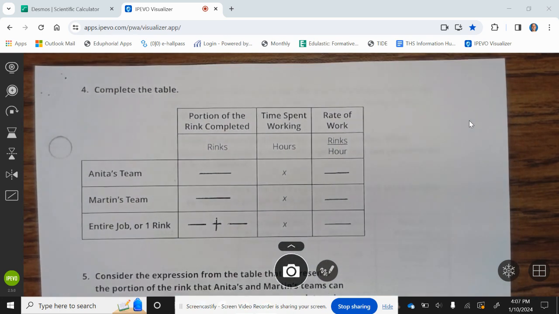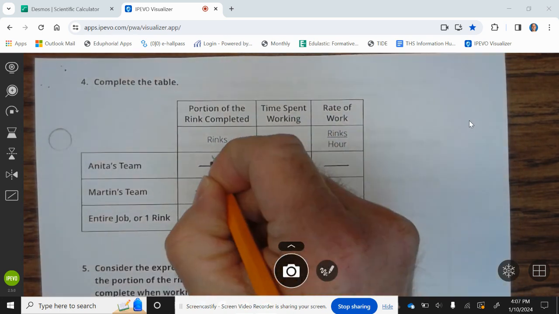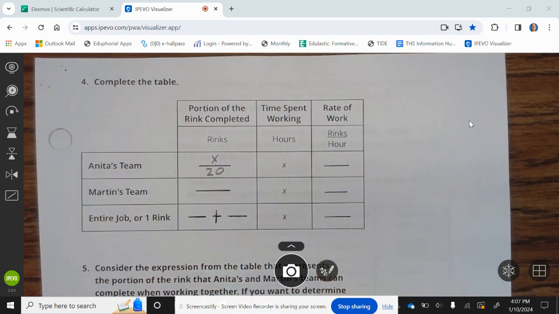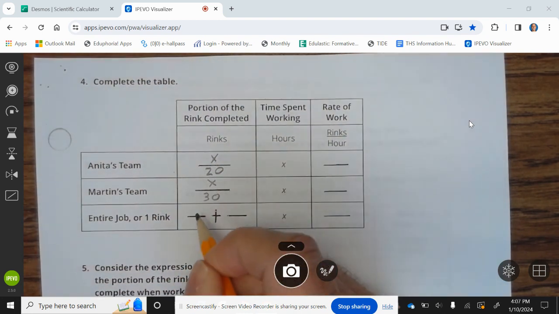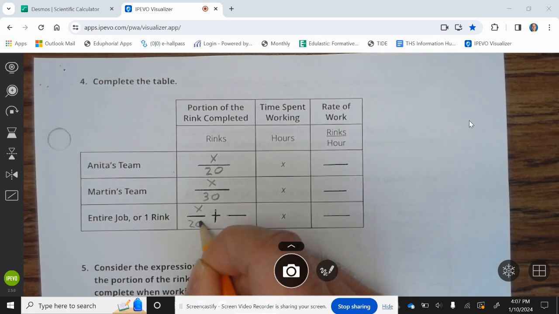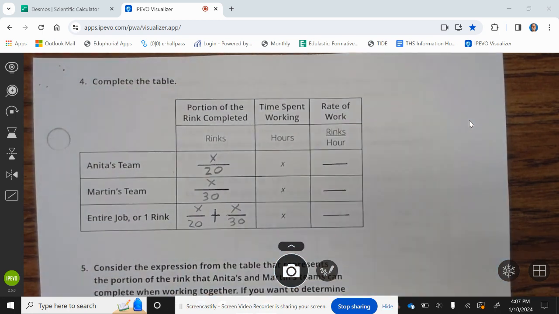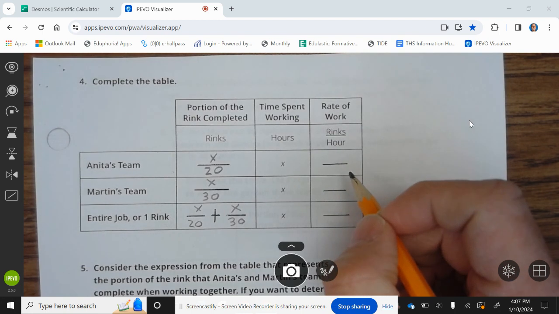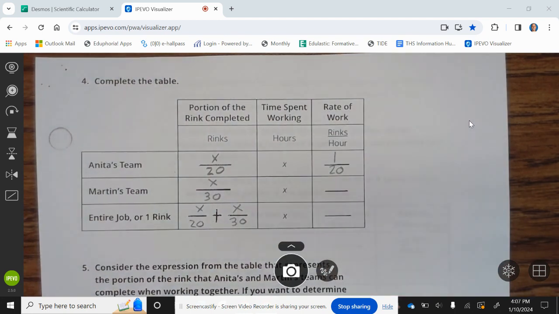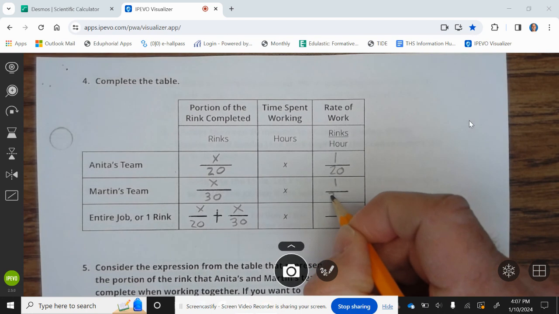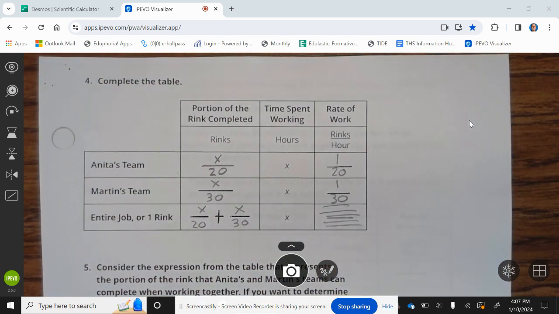4. Complete the table. Portion of the rink completed. Anita's team is X divided by 20. Martin's team is X divided by 30. So the entire job, or one rink, is X divided by 20 plus X divided by 30. Rate of work, rinks per hour: Anita's team is 1/20th. Martin's team is 1/30th. And you can mark this box out. All right, go ahead and complete the table.